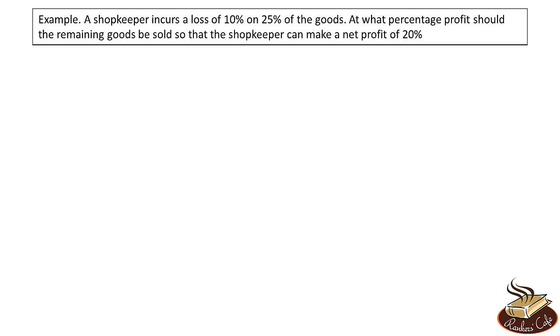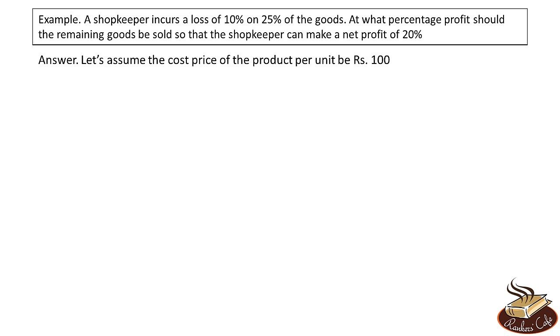But first, let's solve this question using the traditional method. Now let the price of the product be x. In fact, let's assume that the cost price of the product per unit is rupees 100 and let the number of goods also be equal to 100. Why am I assuming the values as 100? Because I want to simplify the calculations. I do not want to assume the values as x and y and make the question too complicated.